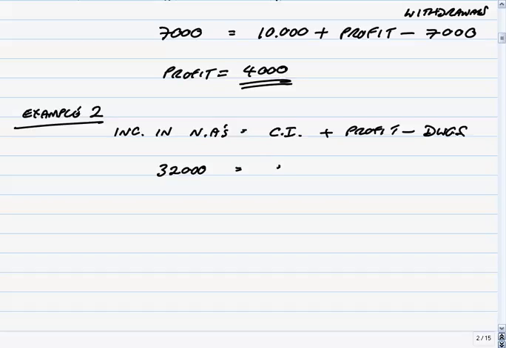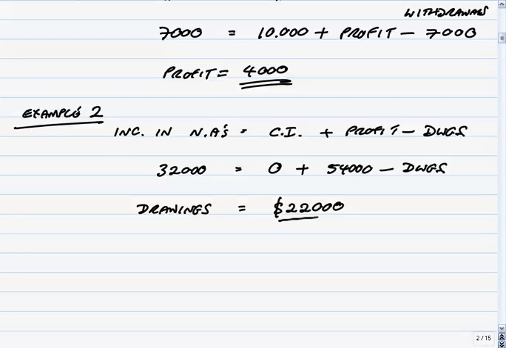Capital introduced, 0. Profit, 54. Drawings is what we're after. So again, rearrange, and the drawings or withdrawals must be equal to 54 minus 32, 22,000. And there we are.